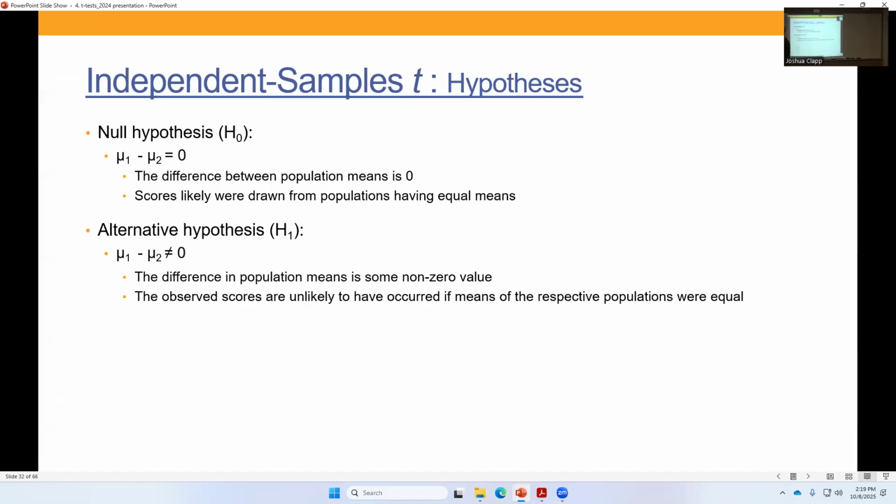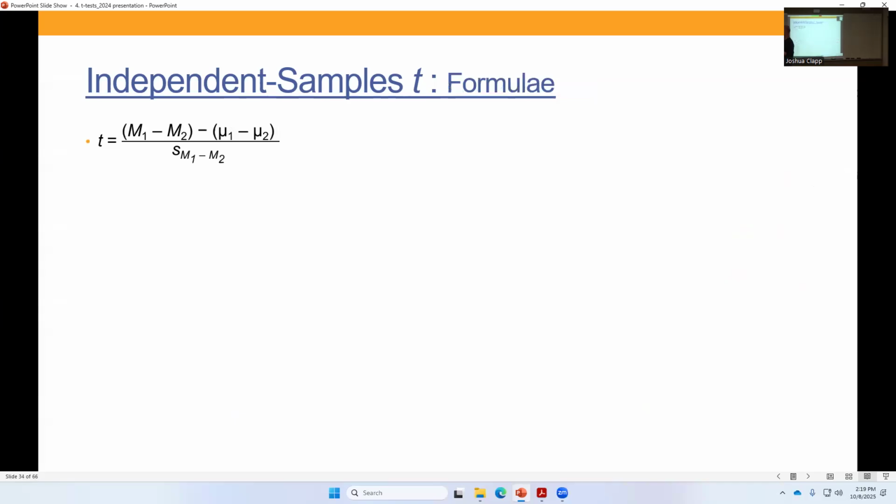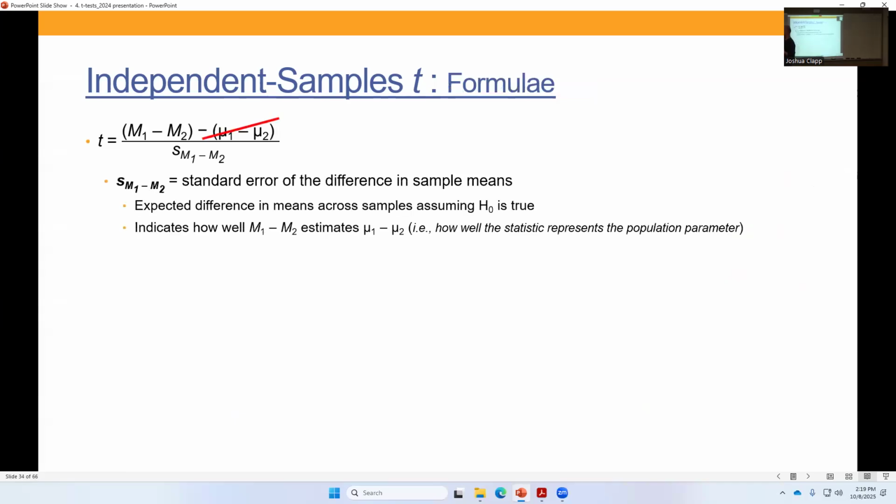My alternative model is that the difference between population 1 and population 2 is some value that's not 0. So a non-directional hypothesis. And again, we're just saying that our point value here is 0. Anytime we're looking at some null model, it's almost always that something is equal to 0. So we went through and talked about some of our assumptions here and looked at our formula.